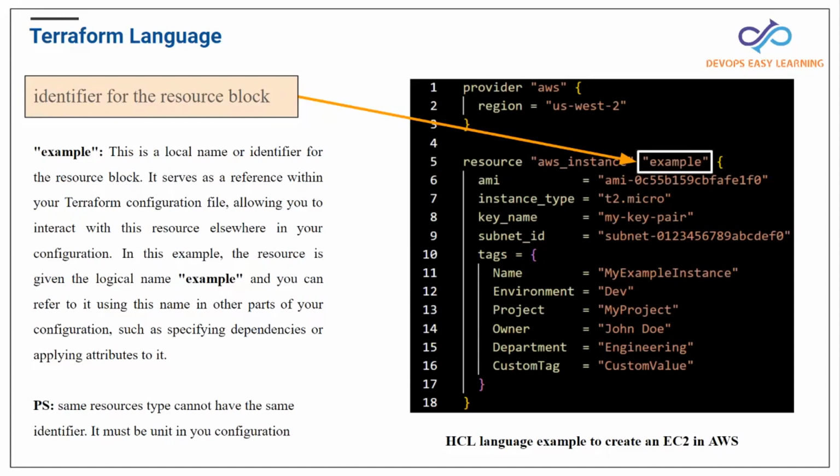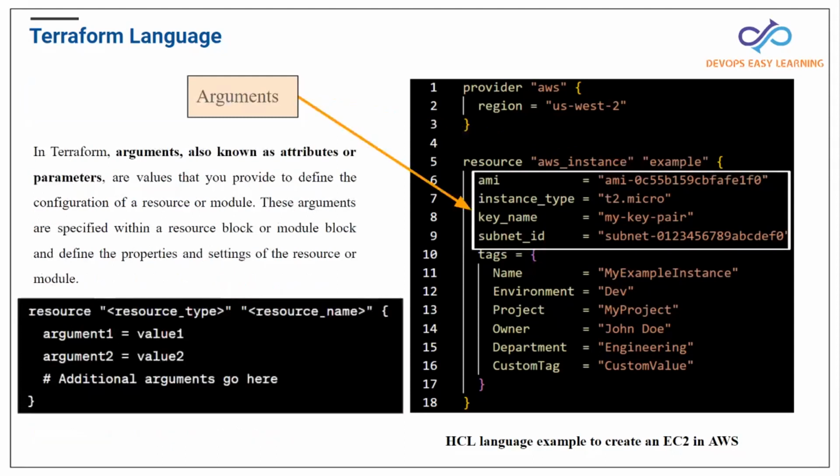Same thing, like maybe in a Jenkinsfile, when you create a stage, the stage name should be unique in your Jenkinsfile. You cannot have two stages with the same name. The same thing applies here. The identifier should be unique in your Terraform configuration file. You cannot have two resources with the same identifier. If you have that, Terraform is going to complain.